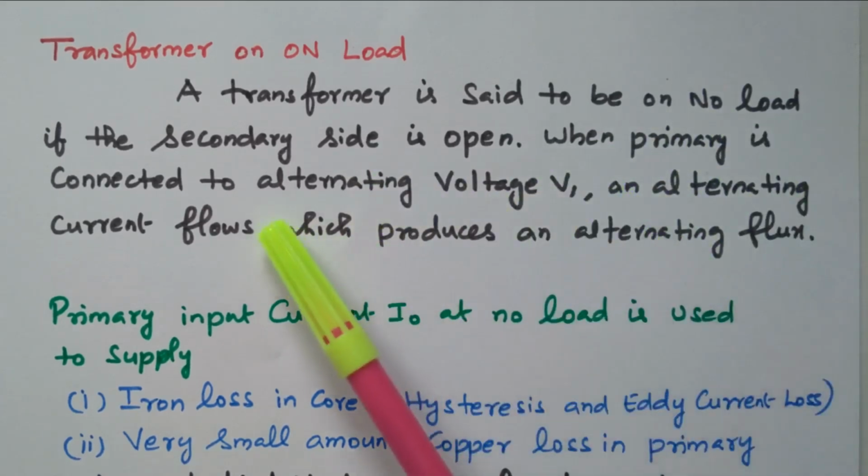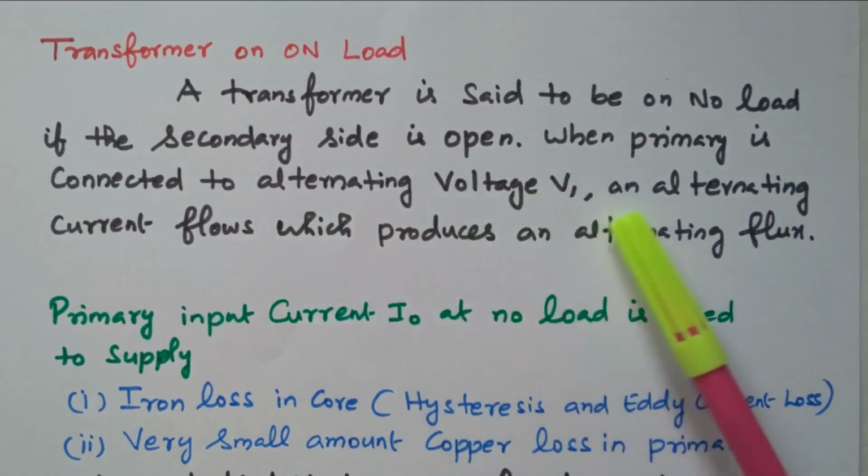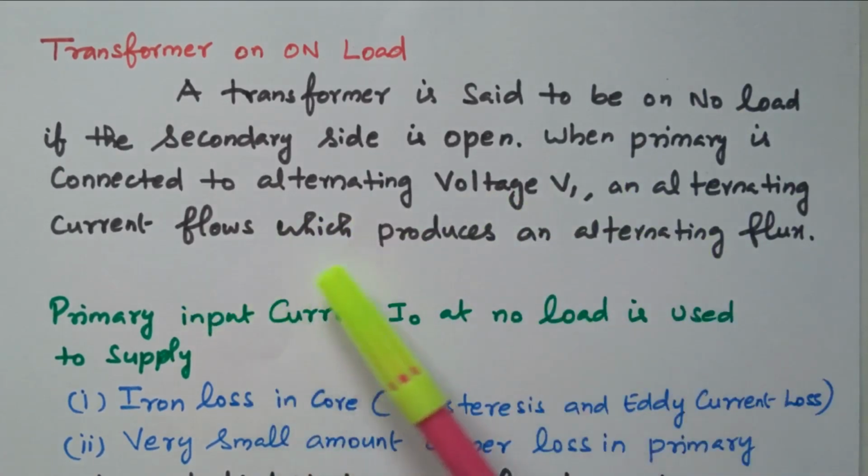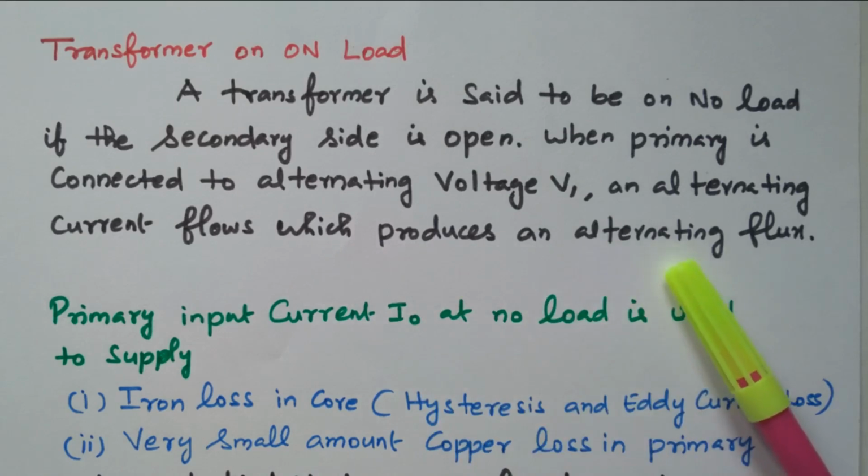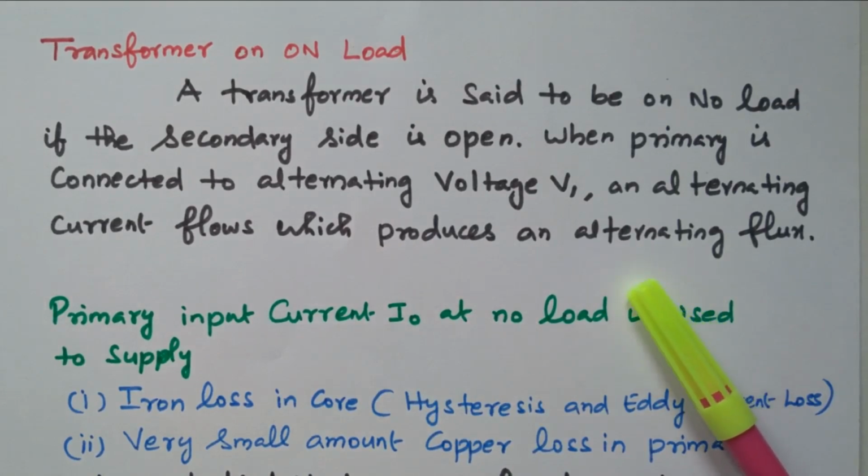When the primary is connected to the alternating voltage and alternating current is flowing, it produces alternating flux. So the secondary winding is kept open, and the primary winding is connected with the alternating voltage, so that alternating current flows. Due to the rate of change of this alternating current, alternating flux is produced.